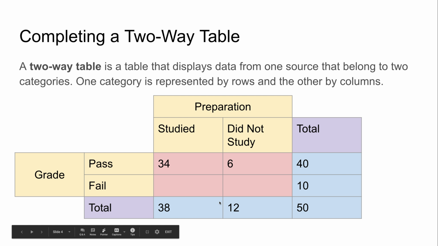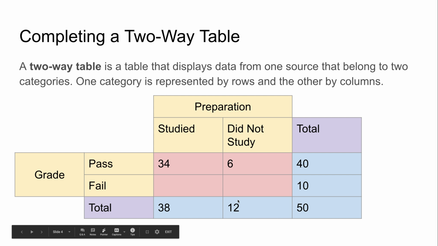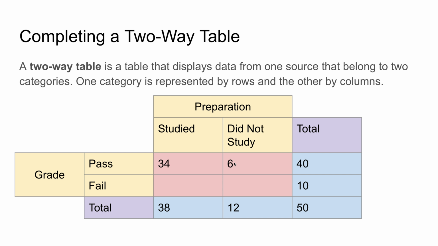Now, we can use these subtotals, basically, within the little groups here. So if there are 38 students who studied in total, and there are 34 who studied and passed, that must mean that there are 4 who studied and failed. And then if there are 12 students who did not study, and 6 of those passed, then there must be 6 students who did not study and failed. So that's how we get 4 and 6 right there. So now our table is all filled out.